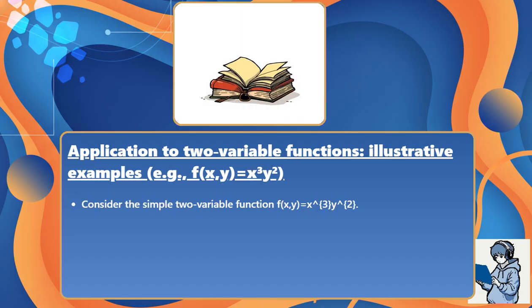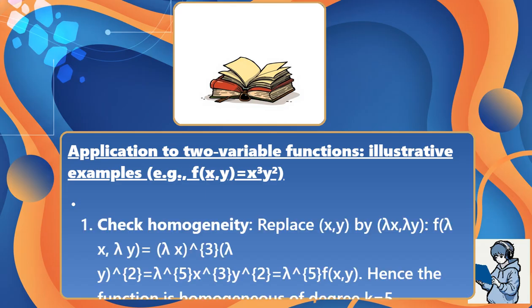Consider the simple two-variable function f of x comma y equals x cubed y squared. Check homogeneity.